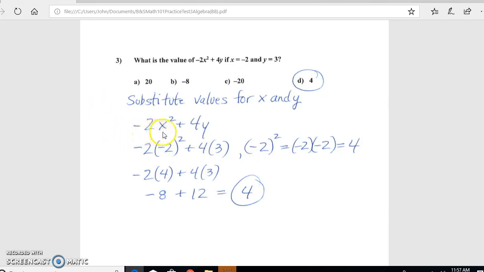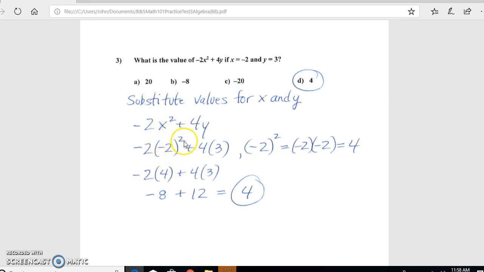And here is the expression given to us in the problem. And we're told that the x is equal to minus 2. So I substitute the minus 2 for the x, and that's what I've done right here. Put the minus 2 where the x is.